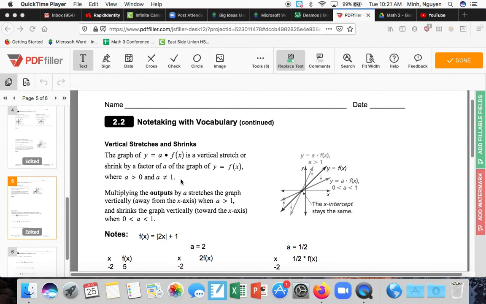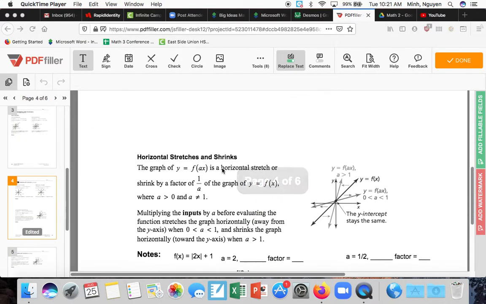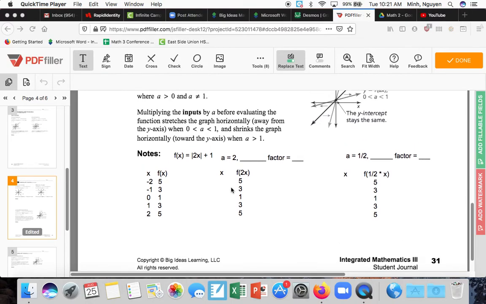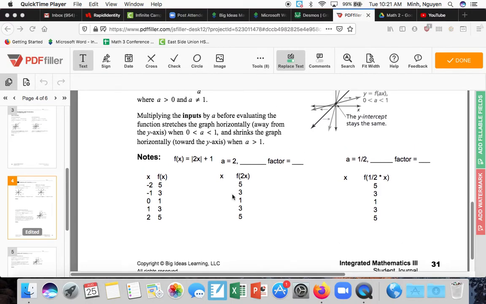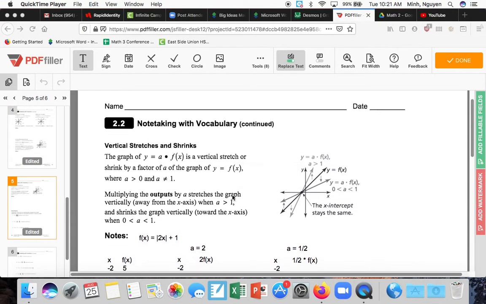We're on the last part of section 2.2, stretches and shrinks. In your student journal, you'll notice that the horizontal stretch and shrink comes first, but I think it's a little bit confusing to explain. And so I'm actually going to start off with vertical stretch. I think it's a lot more intuitive.